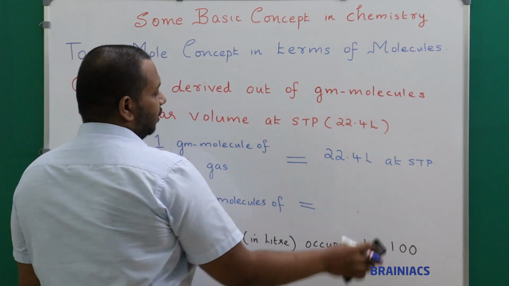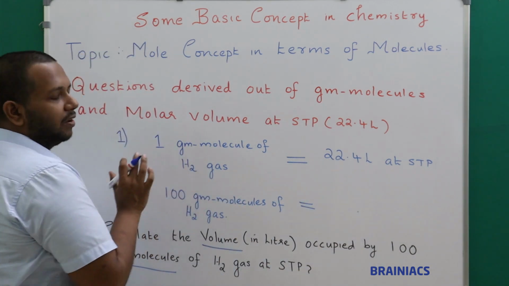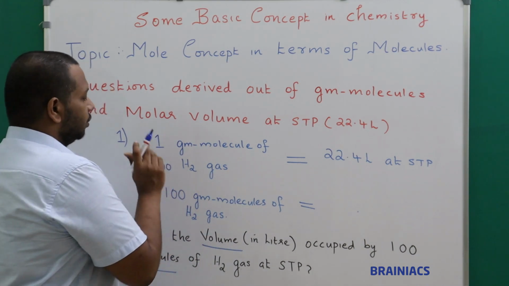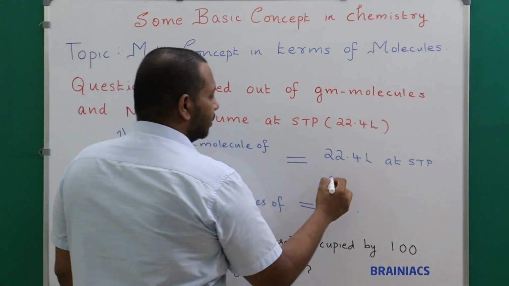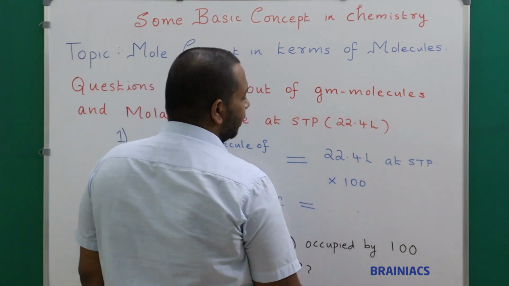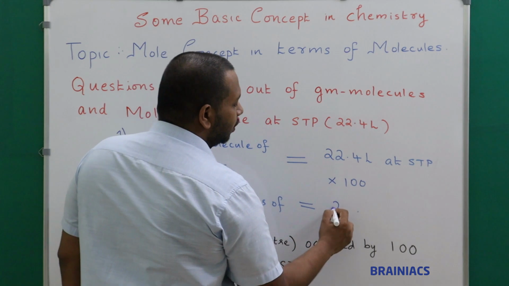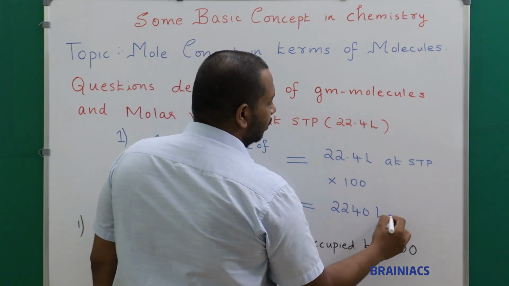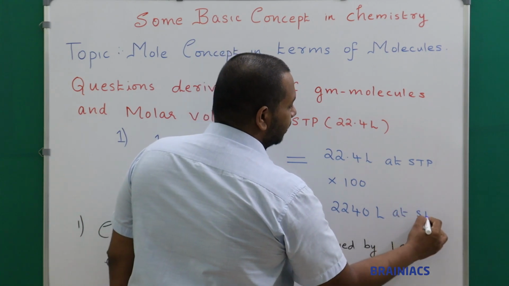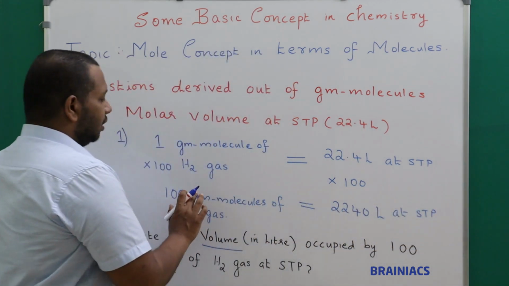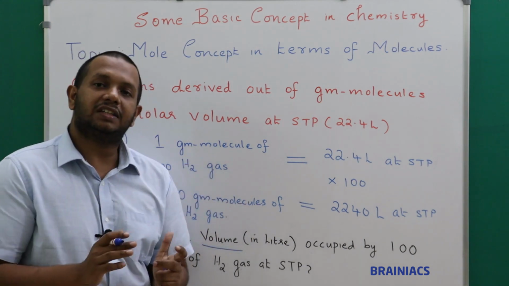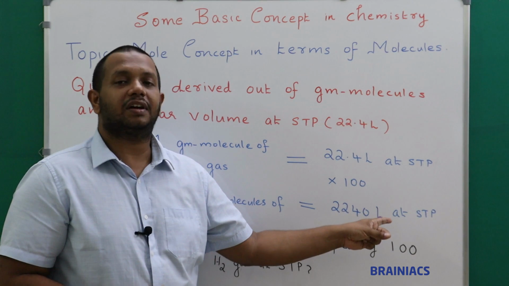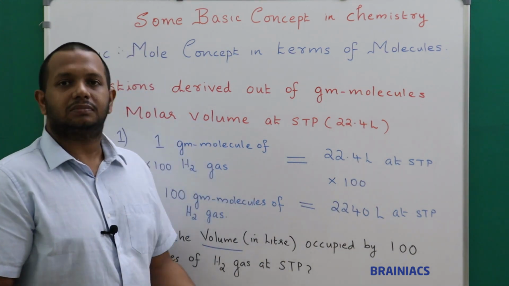Now, we know the same concept. How to convert 1 to 100? Again, it is easy. Multiply by 100. So if you do it on the LHS, do the same thing on the RHS, multiply by 100. So this will become 2240 liter at STP. So that means 100 gram molecules of hydrogen gas will occupy 2240 liter at STP. That's it.